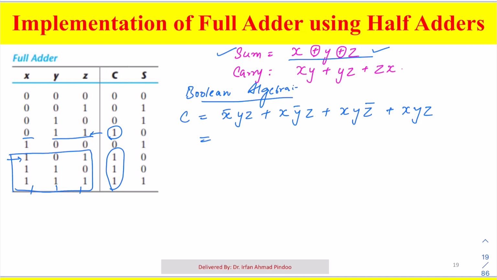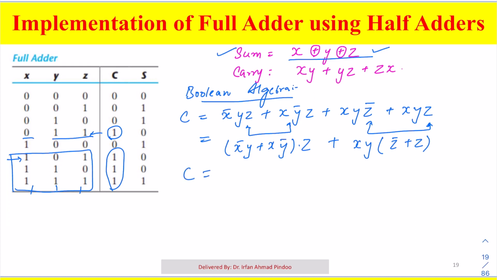Now again we will see if something is common. If we look at the first two, we can take z common. It will be x bar y plus x y bar, into z, and in the other two, we can take x y common. It will be z bar plus z. Again, if we look at x bar y plus x y bar, it is the behavior of an XOR gate. So we can write it in the form of x XOR y dot z.